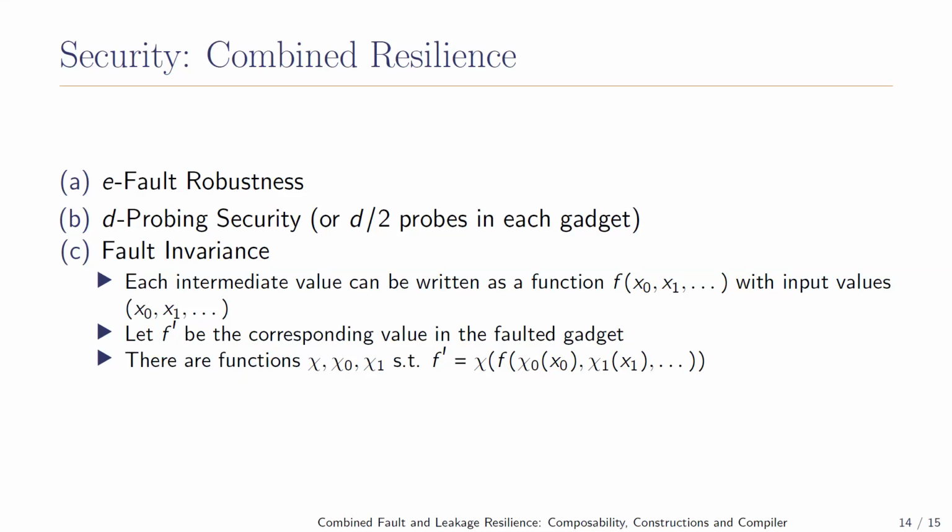And how can you imagine this? It's like if you have all the faults in the gadget, you can see it as: we move the effect of all the faults to the inputs or to the output, okay? And with this technique, we can reuse the combined leakage simulator of the simple probing security for the combined resilience. Means that we proved A, B, and C for our gadget, and this implies combined resilience.